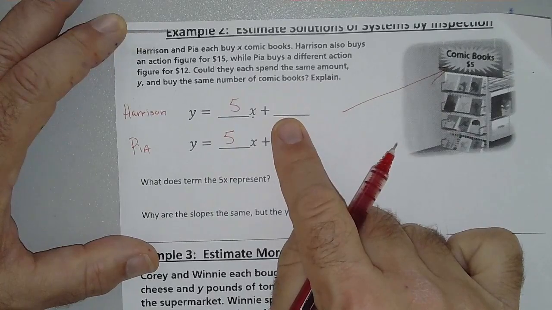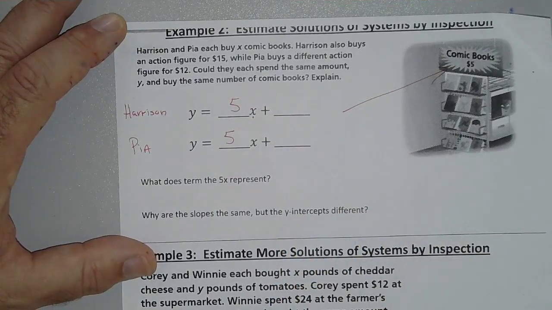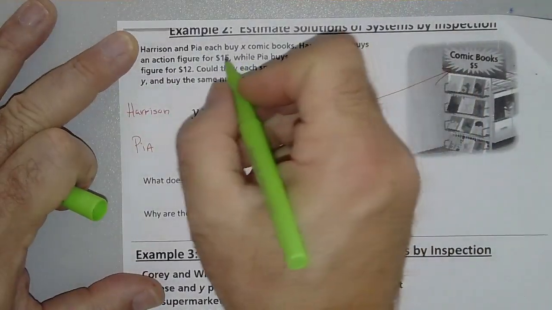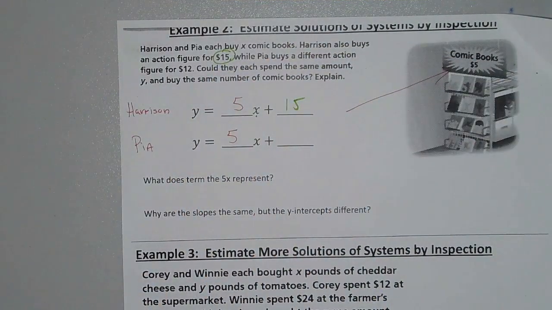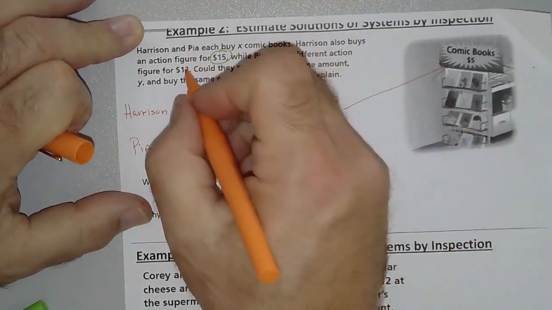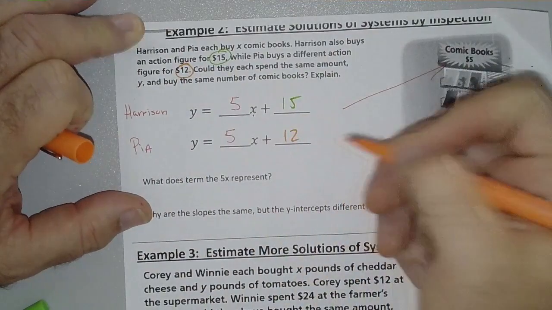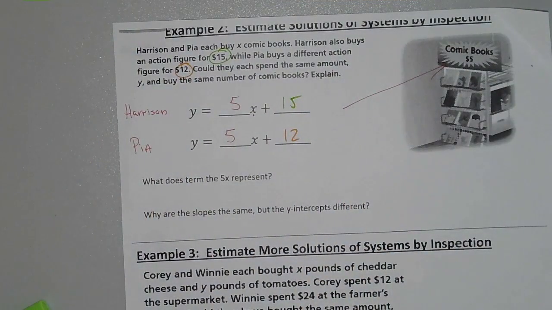So what's going to go here? What goes here for Harrison? Very good, right? He bought an action figure for $15. So there's his $15. And then what's going in there for Pia? Of course, she spent $12 on an action figure. Now, when we look at those two things, we can start comparing slope and y-intercept.